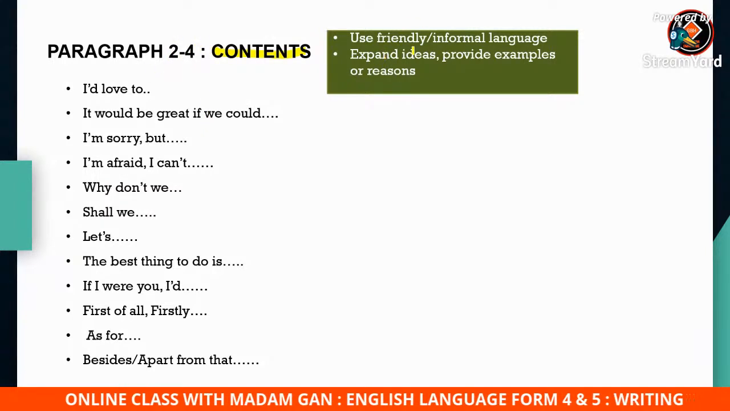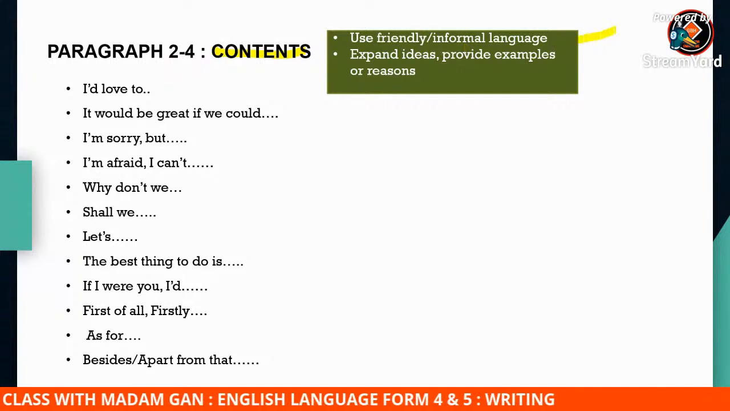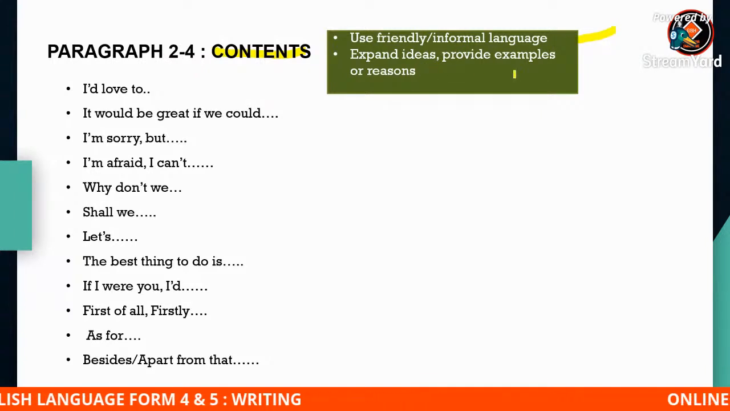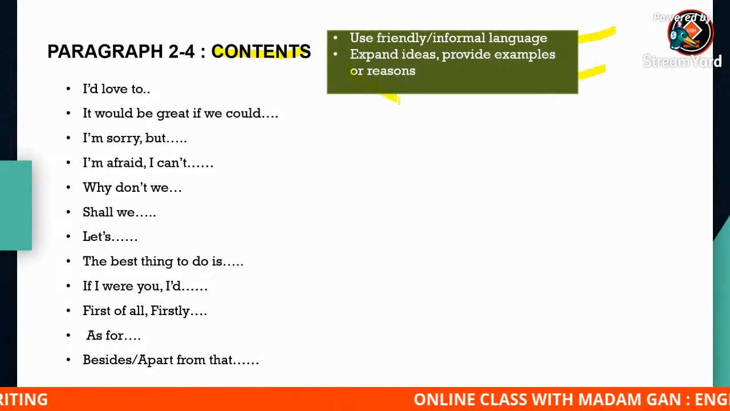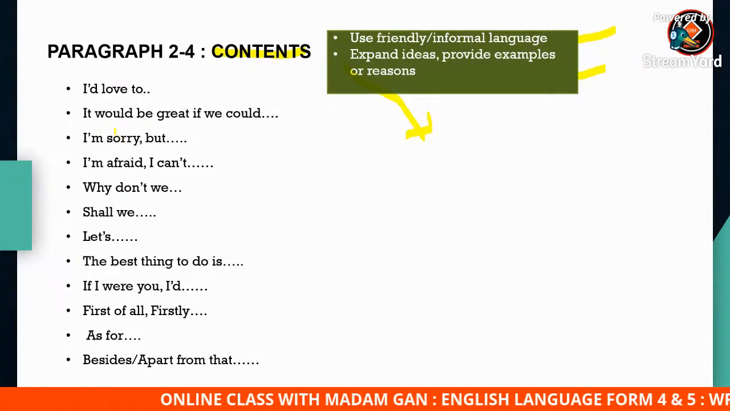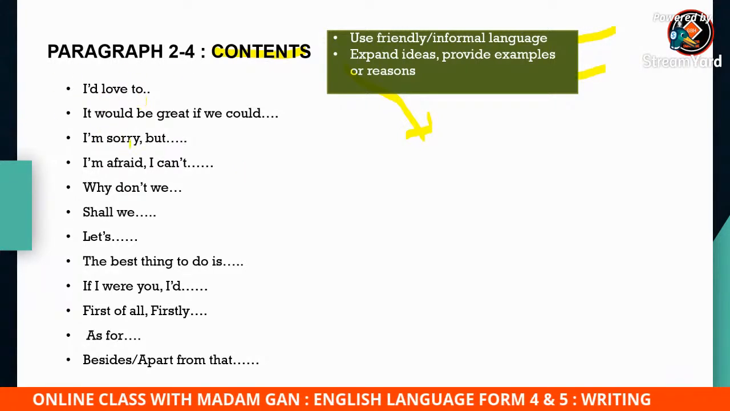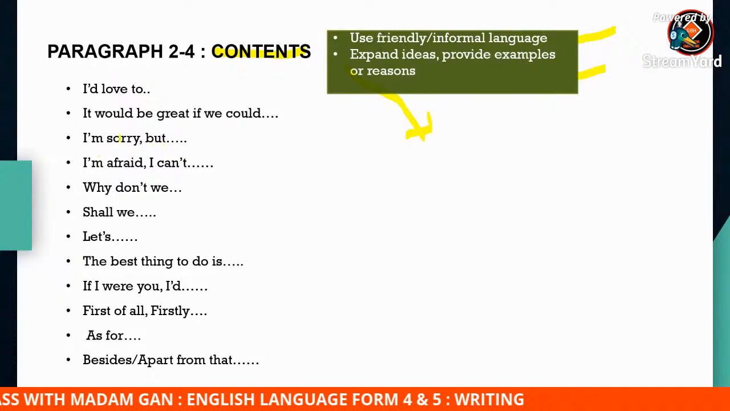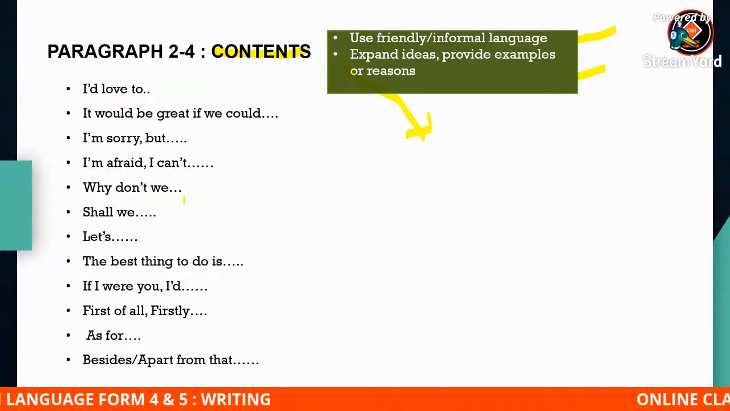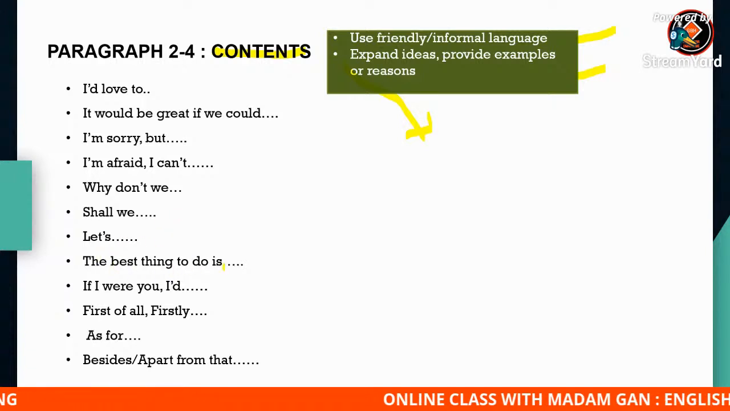Okay, let's continue. For paragraphs 2, 3, and 4, the other contents. Remember to use friendly or informal language. Then don't forget to expand your ideas and provide examples or reasons. Where are these from? They are from the questions. Okay, so these are some of the phrases. I would love to. It would be great if we could. I'm sorry, but I'm afraid I can't. Why don't we? Shall we? Let's. The best thing to do is, if I were you, I would.